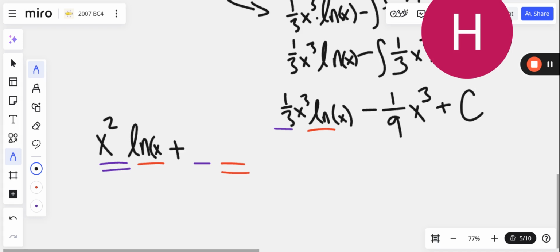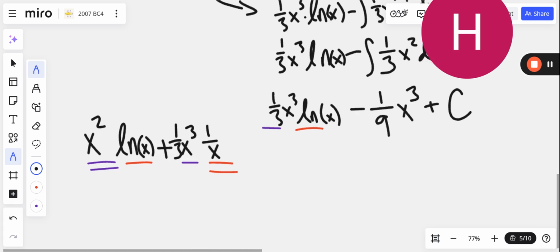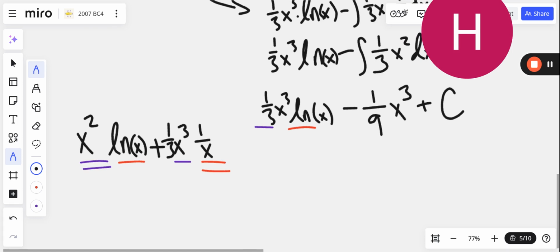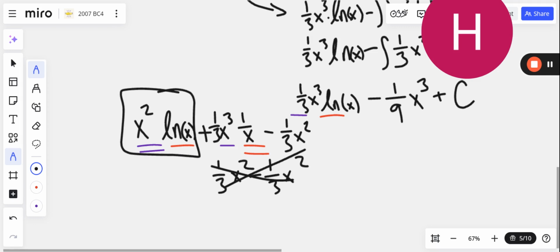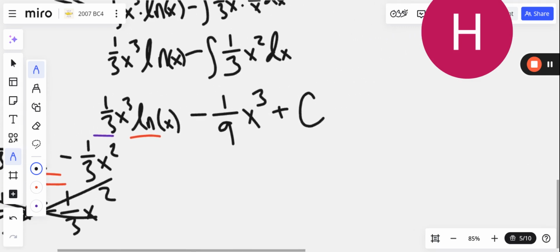I can already see where this is going. The 3 times the third canceled, plus leave the 1/3 x cubed, and then take a derivative of ln of x, which is 1 over x. And then we're going to subtract the derivative of 1/9 x cubed, which is going to be 1/3 x squared. And I don't know if you notice it, but this is positive 1/3 x squared, and this is negative 1/3 x squared. So those will cancel, leaving us with just x squared ln of x. So it's never a bad idea to check.